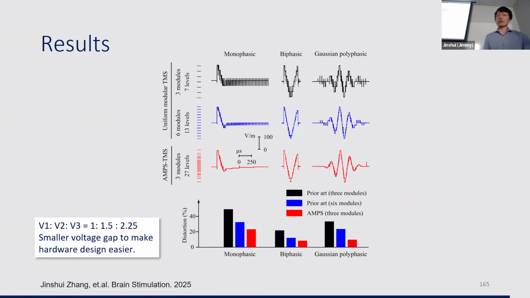And we also built 2 other machines with the same material, but they are running with equal voltages. One has 3 modules, another one has 6. For each of these 3 machines, 2 symmetric and 1 asymmetric, we use them to synthesize 3 different pulse shapes, monophasic, biphasic, and Gaussian polyphasic, and we measure their total voltage distortion. For all 3 pulse types, our 3-module asymmetric solution has the lowest distortion, which means the best performance. It's even better than the 6-module symmetric system. That's twice as many modules, but our solution still beats it.